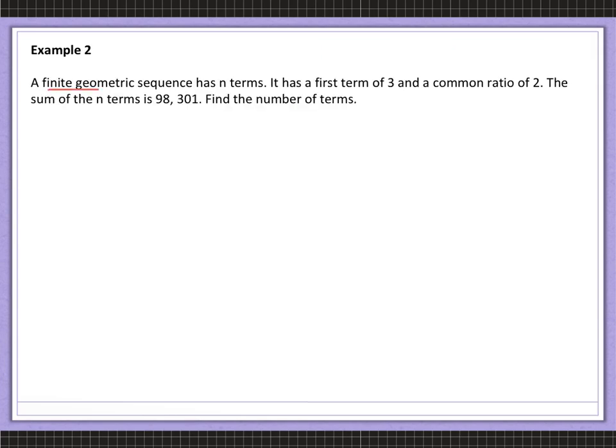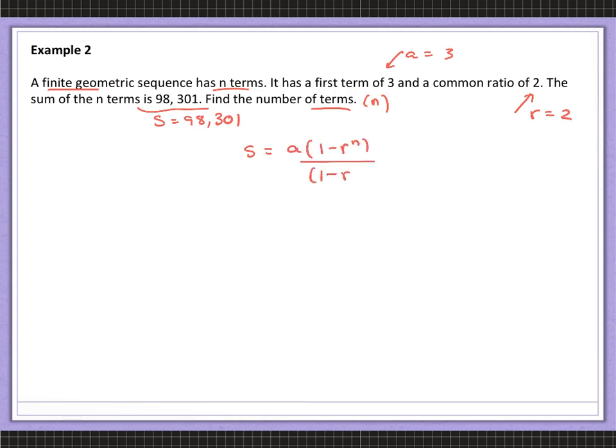So we have a finite geometric sequence with n terms, a first term of 3, and a common ratio of 2, and the sum of these n terms is 98,301. So find the number of terms n. So we know that this number of terms adds up to a total of 98,301. What is the number of terms? So let's make use of our formula here, and we know that a is equal to 3, so we have 3, bracket, 1 minus 2 to the power of n over 1 minus 2, which equals 98,301.